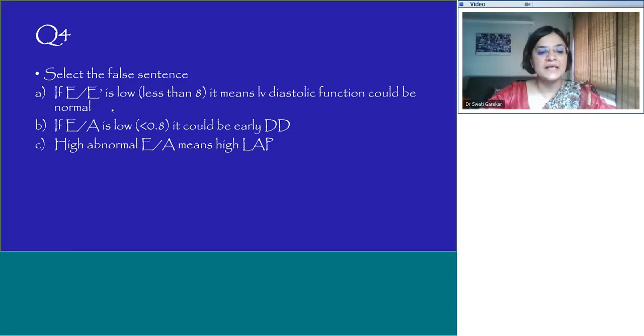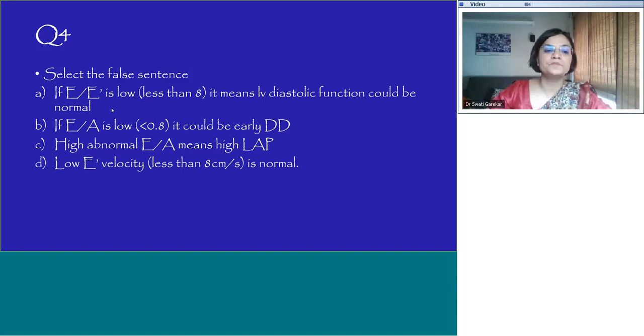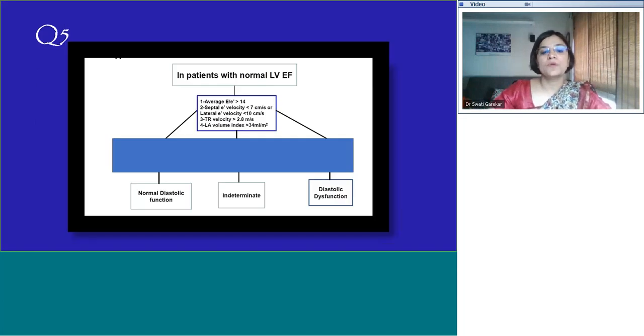The ratio climbs up as diastolic dysfunction worsens. Sentence B, in early diastolic dysfunction, the E by A will be low. And sentence 3, high abnormal E by A means high LAP, absolutely correct. And high LAP means you're at the more severe end of diastolic dysfunction. Oh, I had another option to just skip over it.